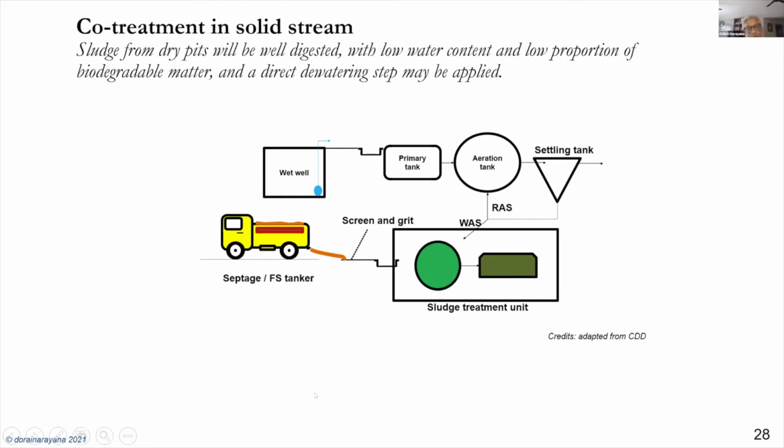It is possible that a city has both fresh and stabilized sludge coming to their facility. Then we need to make a decision. Is it good to blend them, or is it good to have separate streams for the two types of sludge? That depends on the relative quantities that will be required to handle in that particular city.